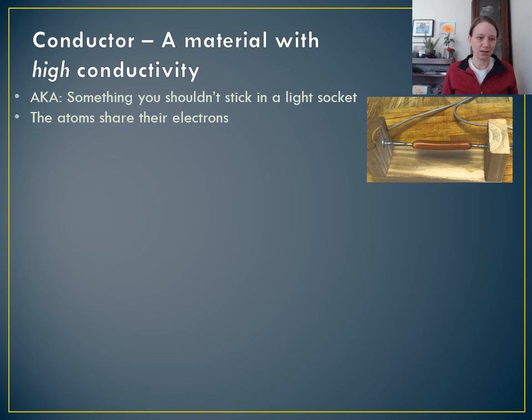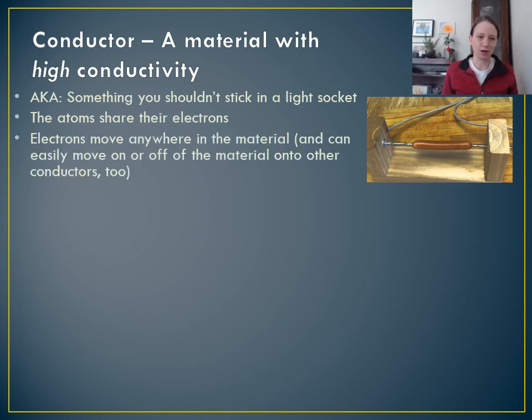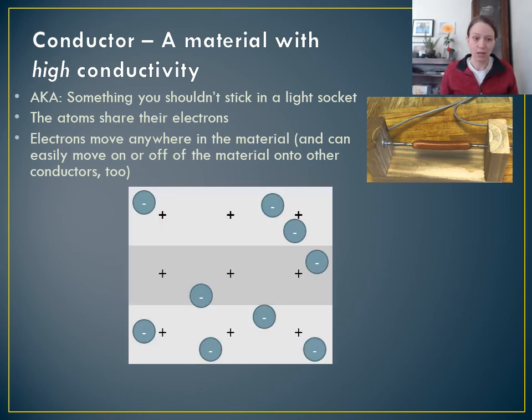So what happens in conductors? Well, the atoms are willing to share their electrons with each other. They can move anywhere in the material, and they can also easily move on and off the material onto other conductors as well. So this might be a picture of a conductor. The different colored bands don't really mean anything. I was just trying to make sure you could kind of see what was going on here.